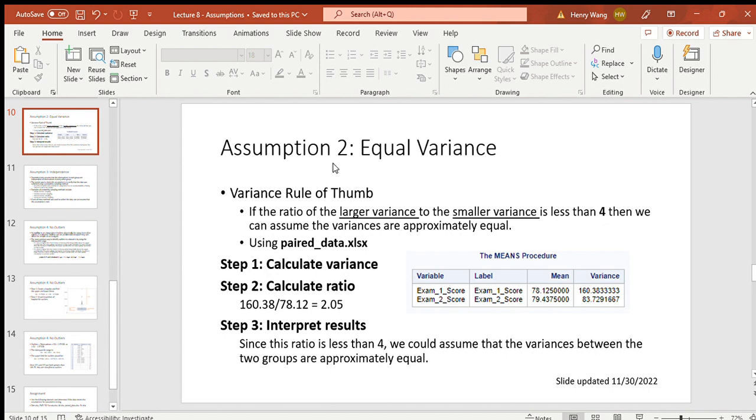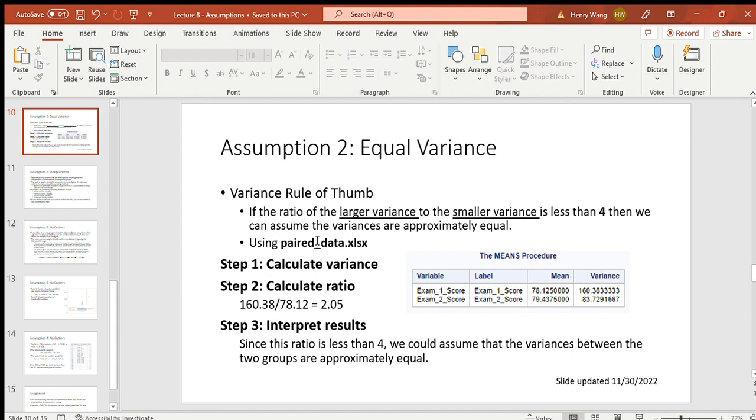So assumption number 2 in a parametric test assumes that there is equal variance. And now, when we say equal variance, we don't really need it to be equal, right? We need it to be close enough to equal, okay? So the way that we use the rule of thumb is if the ratio of the larger variance to the smaller variance is less than 4, then we can assume that the variances are approximately equal.